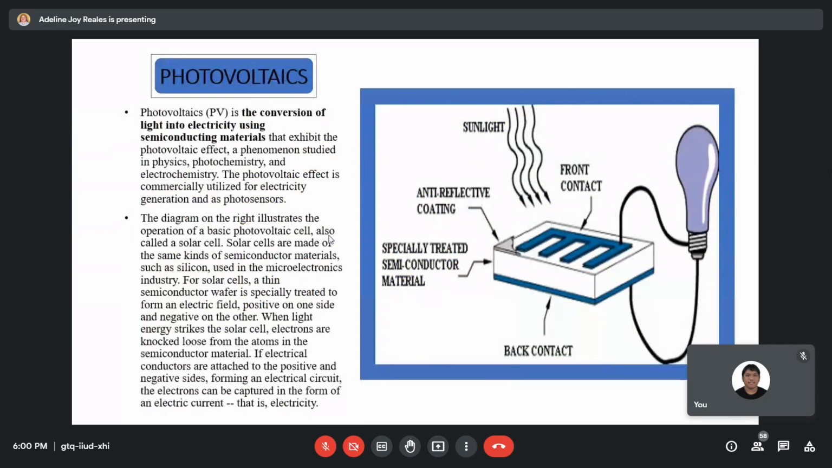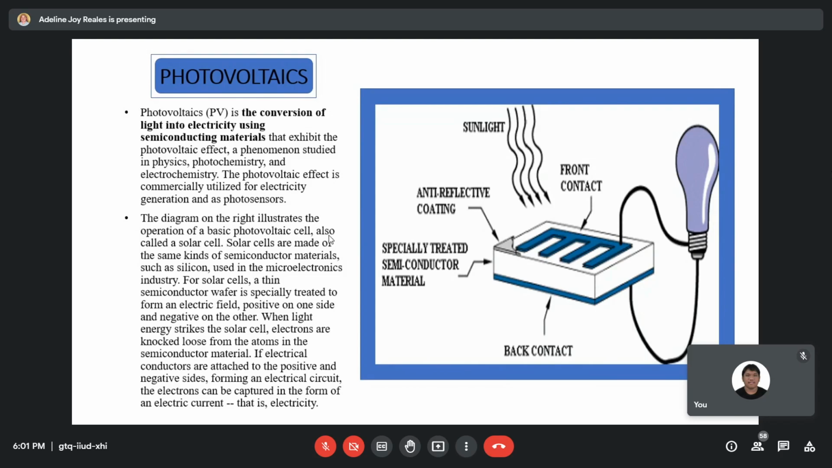Photovoltaics. Photovoltaics, or PV, is the conversion of light into electricity using semiconducting materials that exhibit the photovoltaic effect, a phenomenon studied in physics, photochemistry, and electrochemistry. The photovoltaic effect is commercially utilized for electricity generation and as photosensors. The diagram on the right illustrates the operation of a basic photovoltaic cell, also called a solar cell.